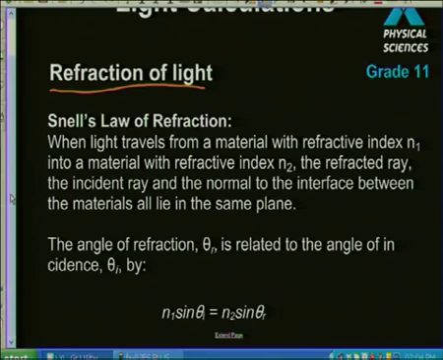So make sure you're familiar with it and you've got all the concepts buttoned up, but let's just revise it very quickly so that we're very clear about it. Remember, the first part is like the law of reflection, which says that when light travels from a material with refractive index N1 into a material refractive index N2, the refracted ray, the incident ray, and the normal to the interface between the materials all lie in the same plane. And we've said that for the law of reflection as well. The incident ray, the normal, and the reflected ray, when we're talking about reflection, all lie in the same plane. So we're saying the same thing.